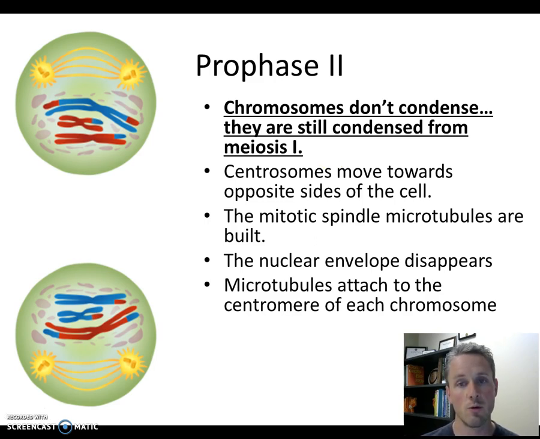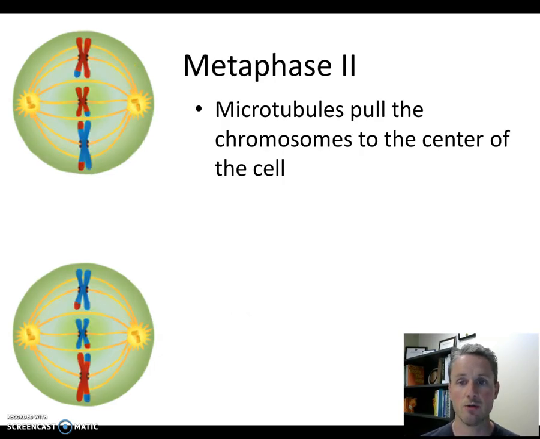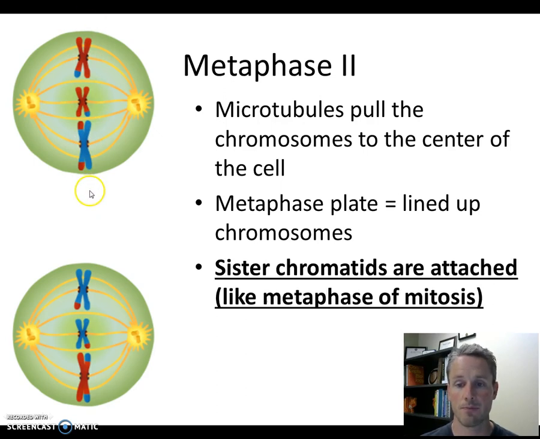When we're done with prophase II, we'll continue straight into metaphase II. In metaphase II, the chromosomes are pulled to the center of the cell because of those microtubules. The chromosomes align on that metaphase plate, so they form this single file line along the metaphase plate. And then here, the sister chromatids are attached to one another, and we've aligned these chromosomes. Metaphase II looks just like metaphase of mitosis in the way the chromosomes are lined up. So this is more similar to metaphase of mitosis.